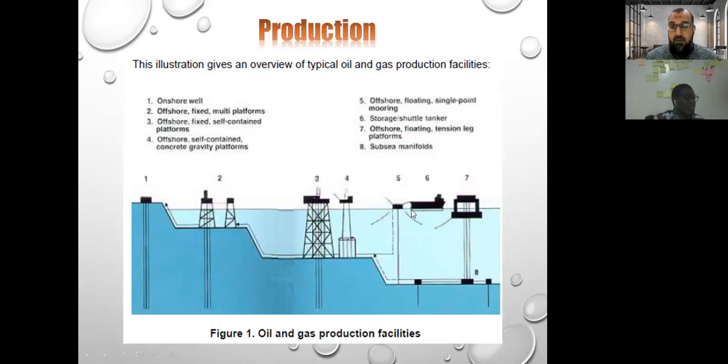Number 5 is called floating offshore, which requires some mooring, and this is more flexible for movement from one location to another. Number 6 is storage, shuttle or tanker. Number 7 is an offshore floating tension leg platform. And then number 8 is the subsea manifolds. This is mainly the common oil and gas production facilities, either onshore or offshore.